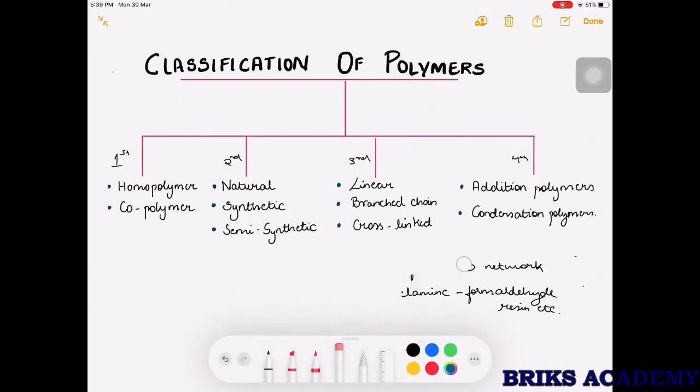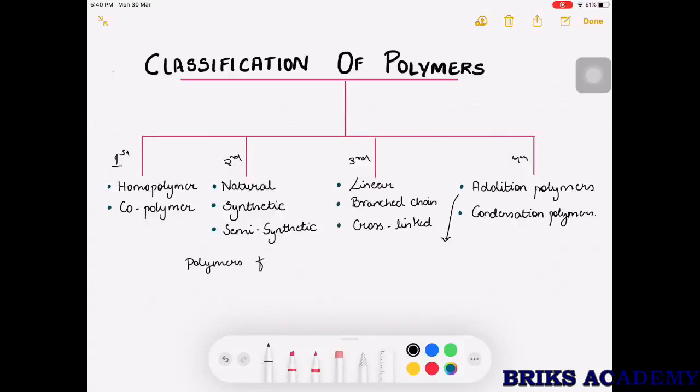Now, moving on to the next type of classification. So, what are addition polymers? These are the polymers in which, after the polymerization of monomers, there is no byproduct formed. Remember this point. In addition polymers, polymers are formed with no elimination of byproducts.